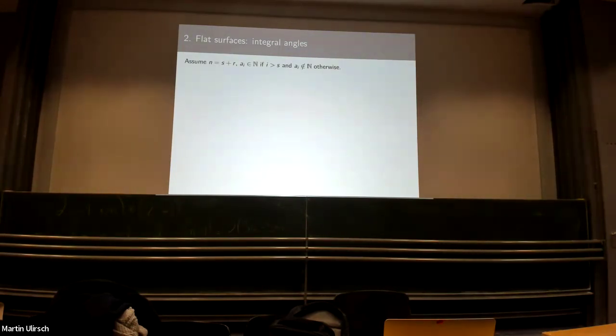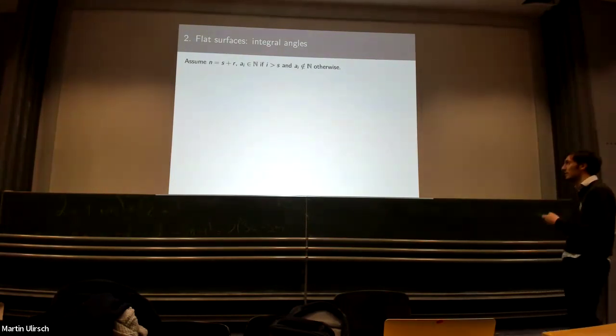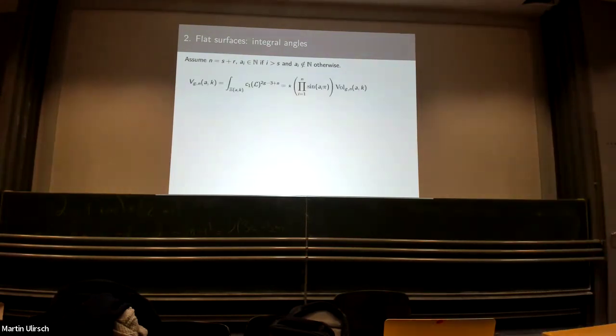So now I'm seeing that I split my n into two parts. One part corresponds to all markings with integral values, and the others are non-integer. So I repeat, my volume of the stratum, which was this integral of some algebraic line bundle, the top intersection of the Chern class of an algebraic line bundle, is the product of the sines times the volume. So it's 0 when at least one is different from 0.